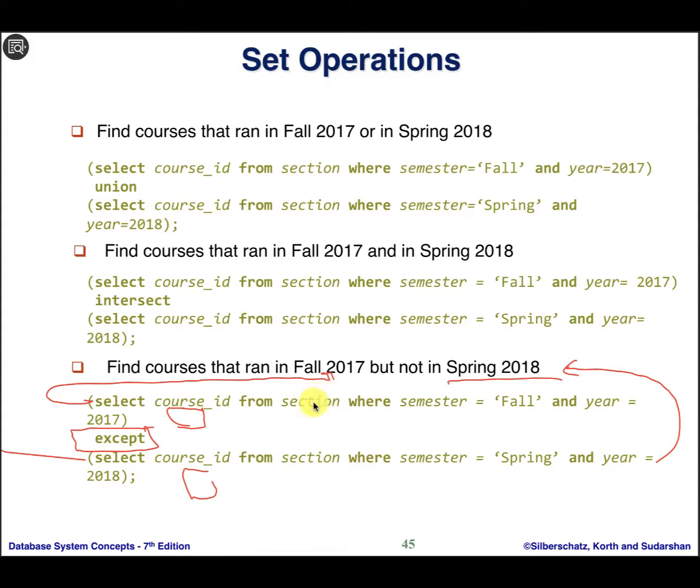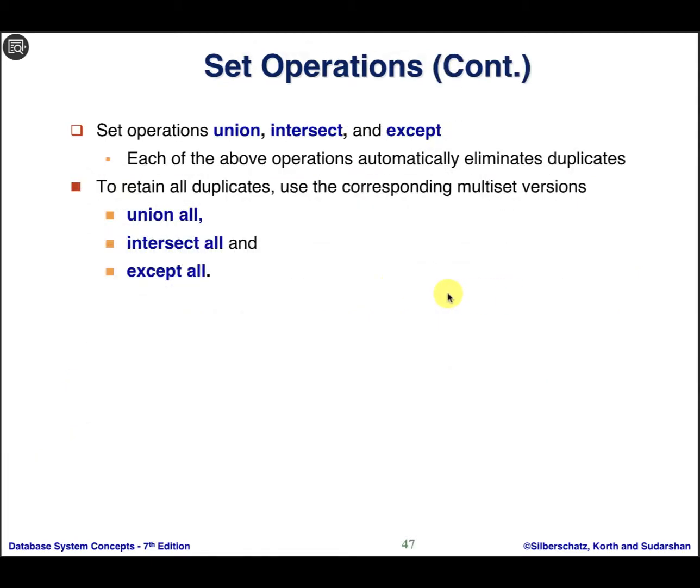So it returns the tuples by comparing the result sets of two or more queries. In this case, it's only going to return the distinct tuples from the first select that are not in the second select. And that's the except. Clear? And as I mentioned, if you want to keep the duplicate values, you can use union all, intersect all, or except all.